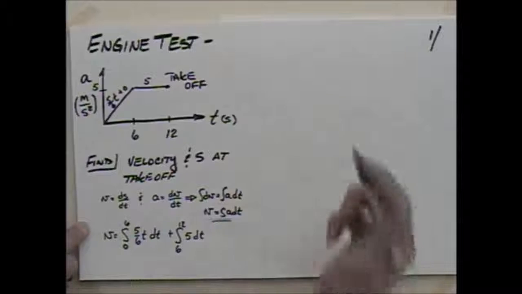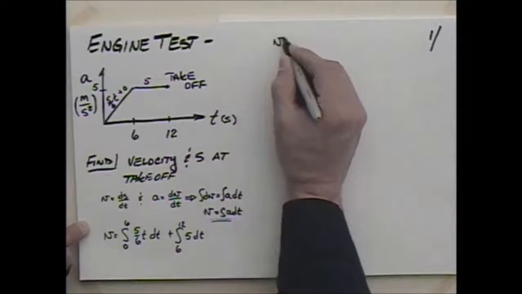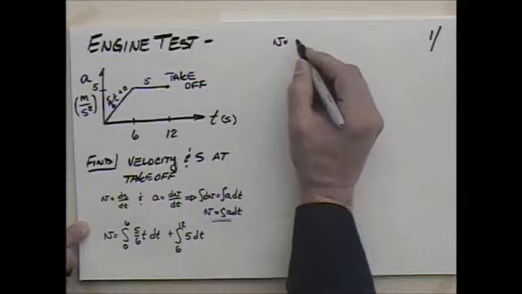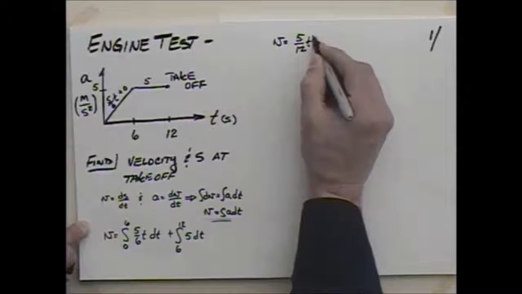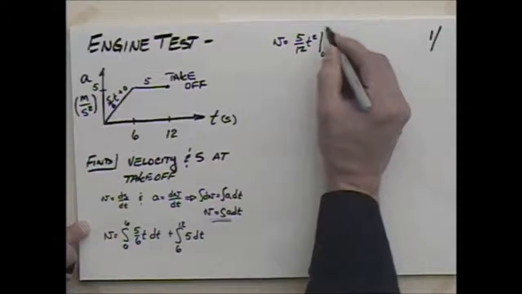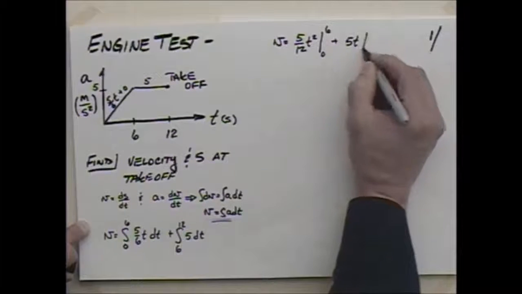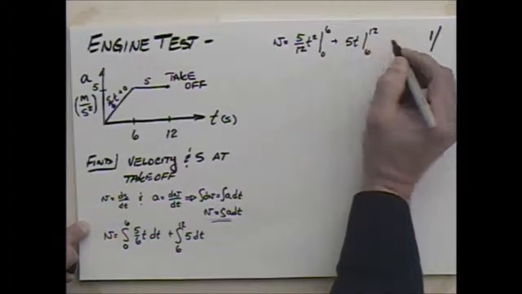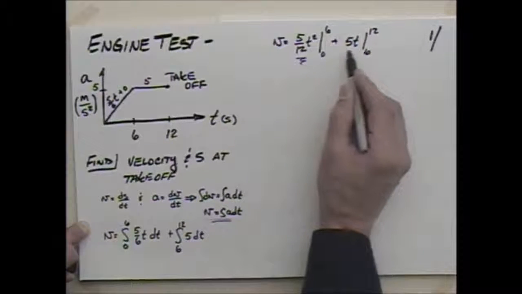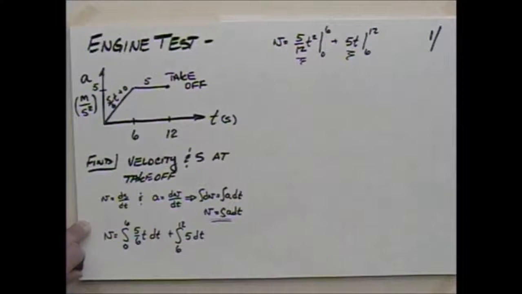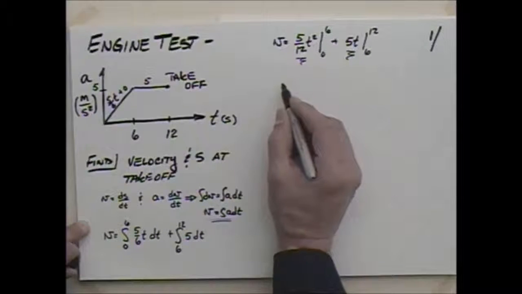So if we go through that then, moving up to the top part of the page here, I could say that the velocity is going to be equal to (5/12)t² evaluated from 0 to 6, plus 5t evaluated from 6 to 12. And these are probably worth noting. I'm going to come back to these pieces and talk about those, maybe even graph those, to get a little better handle on those as we go on and talk about position.